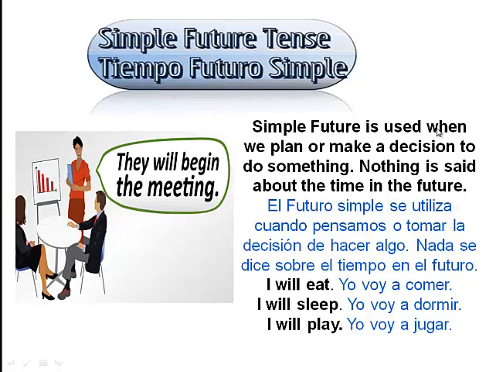Simple future is used when we plan or make a decision to do something. Nothing is said about the time in the future. I will eat. I will sleep. I will play.